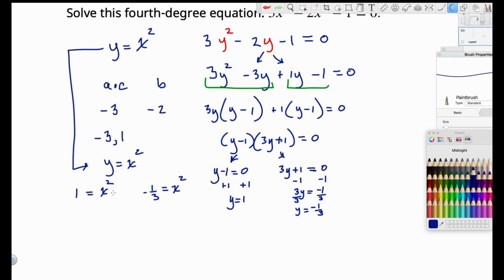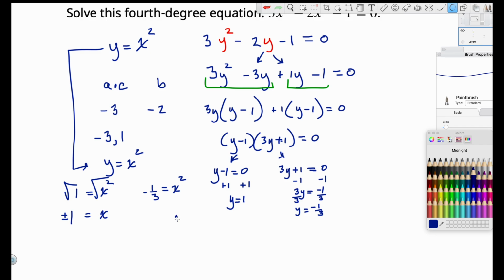Okay, now what we're going to do is solve for x. So how do we solve for x? How do we undo the squaring? What's the inverse operation of squaring? Square root. So the square root of 1 is plus or minus 1.